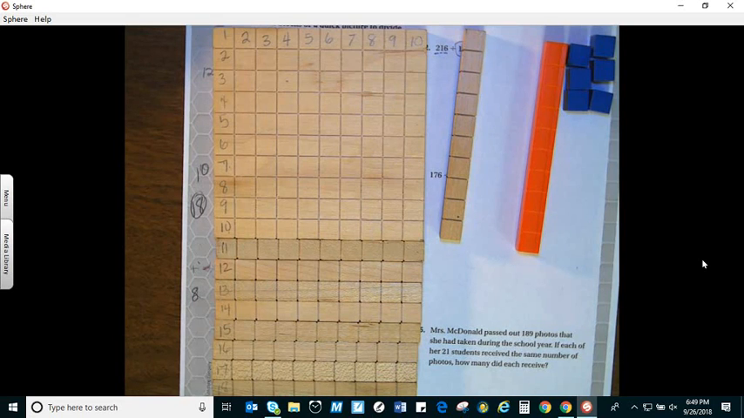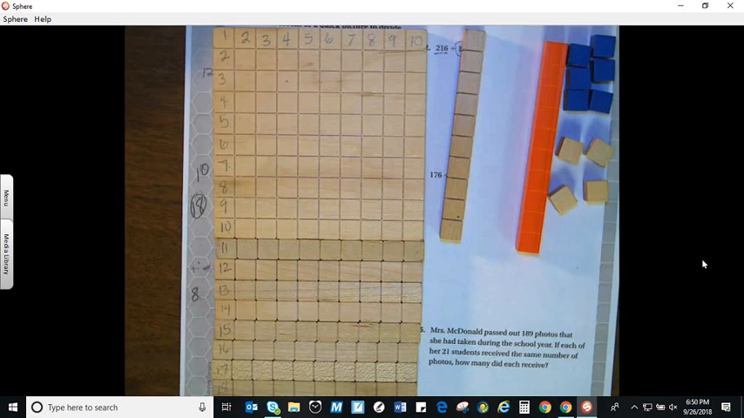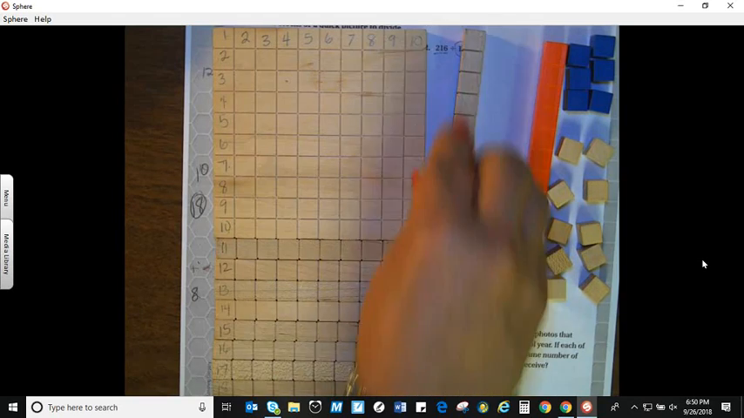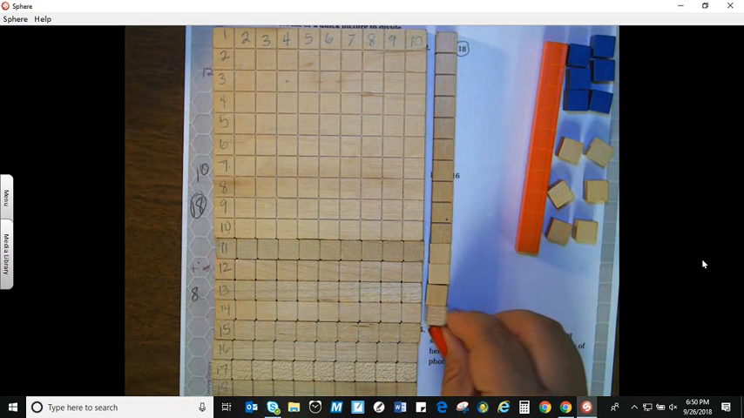In for 10 units. So I'm going to get 1, 2, 3, 4, 5, 6, 7, 8, 9, 10. Alright, now I need to see how many more. This is my 1. I'm going to bring this over. 2, 3. So that's 10, 11, 12, 13, 14, 15, 16, 17, 18. So look at that. I've just now added another group of 18.